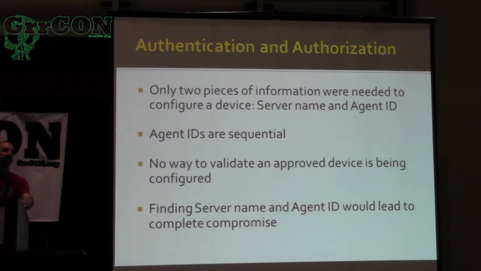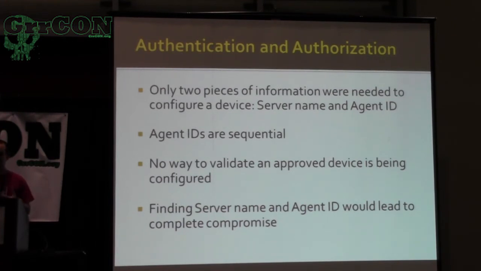First piece, authentication and authorization. So after you downloaded the application, you only needed 2 pieces of information to set it up and start working. That was the server name and the agent ID. The server name was specific to the company, okay? And the agent IDs were 5-digit numerics that happened to be sequential. So in our first round of 250 clinicians, whatever the first one was, the last one was 250 above that.